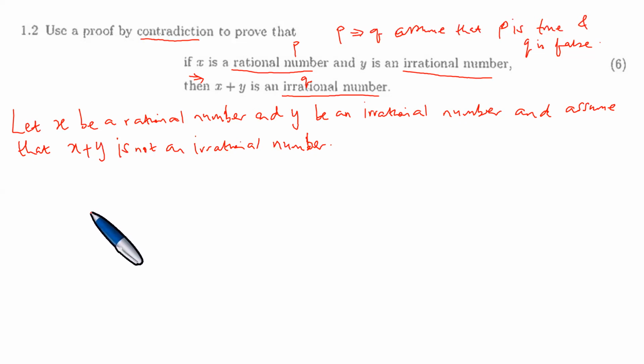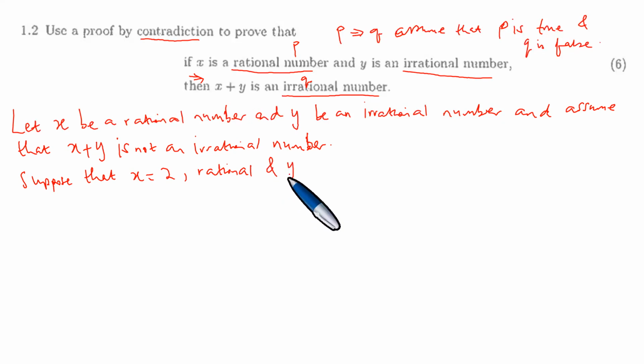So I want to arrive at a contradiction. Because you're dealing with arbitrary numbers X and Y, you can suppose that X is equal to 2, which is rational, and Y is equal to pi, which is irrational, because we said Y is irrational.